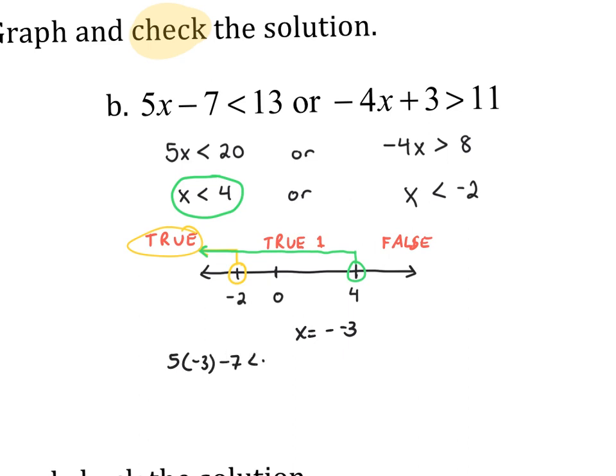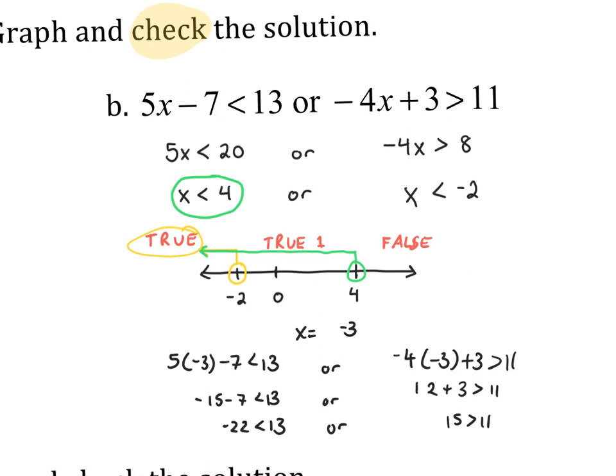-7 less than 13. -4 times -3 plus 3 greater than 11. And fix this mistake here. And just to finish this up, we see that in the end, -22 is less than 13, or 15 is greater than 11. So one or both of these have to be true, and it is true. Both of these are true, which is what we expected over here, both of them to be true.